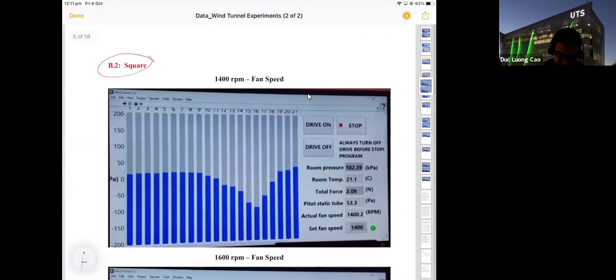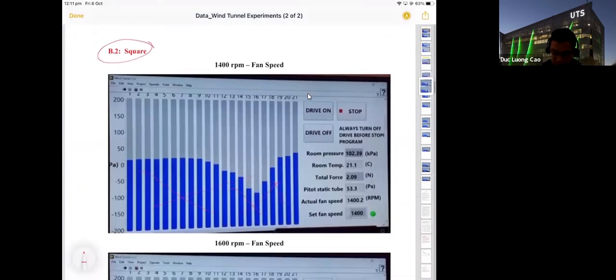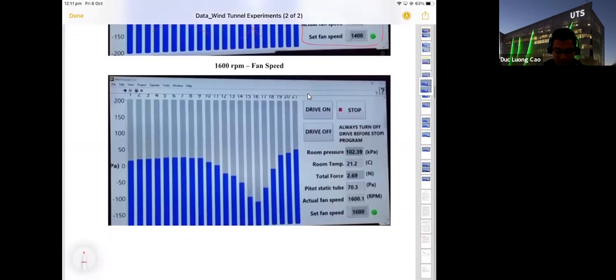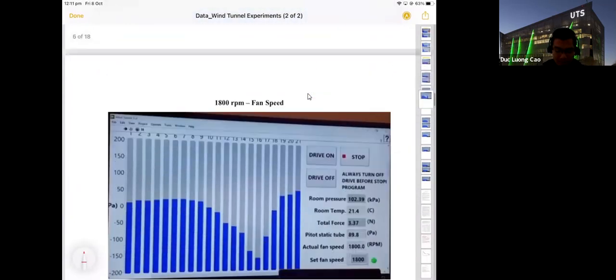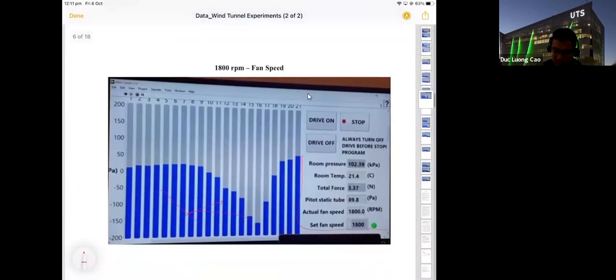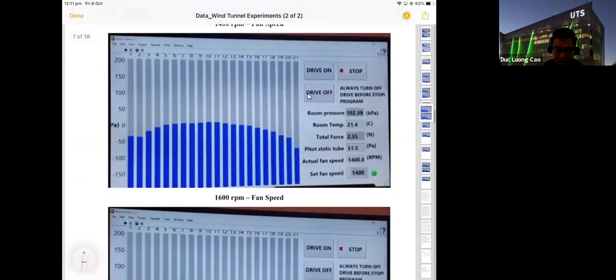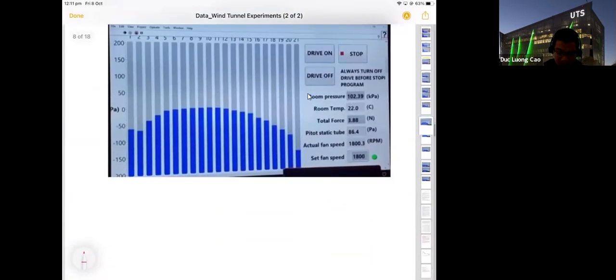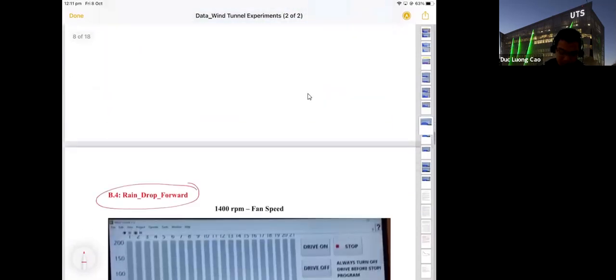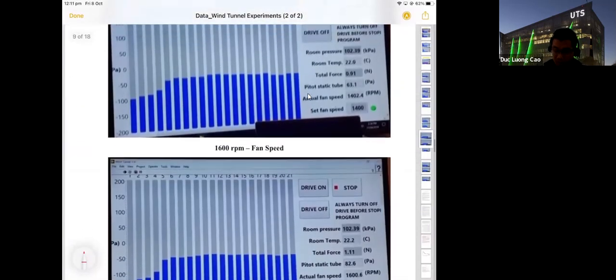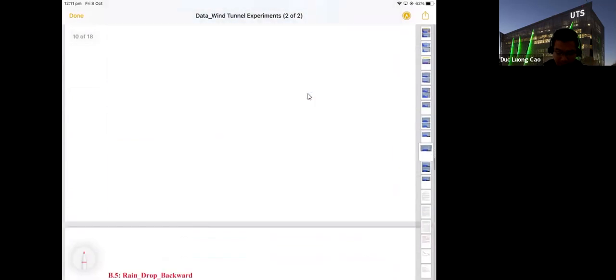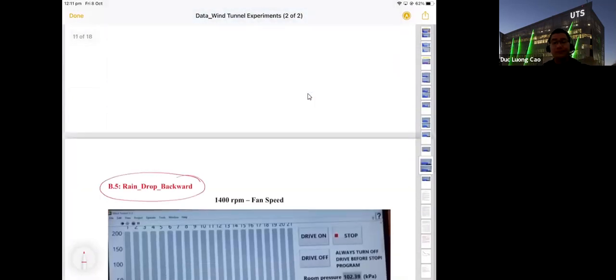For the square, similar. Ignore the left hand side. Use the data in the right hand side. Ignore this one. Use the data in the right hand side. So similar for diamond. Similar for raindrop forward. Use data in the right hand side, and raindrop backward.